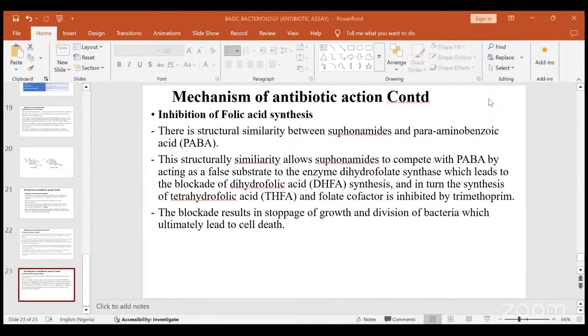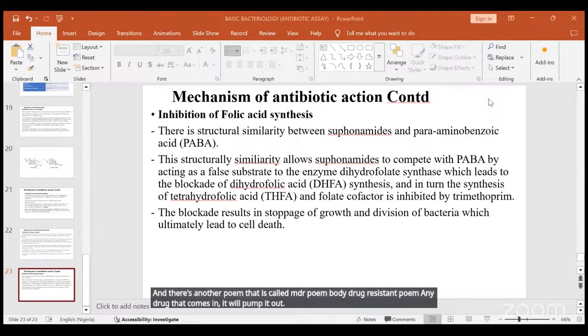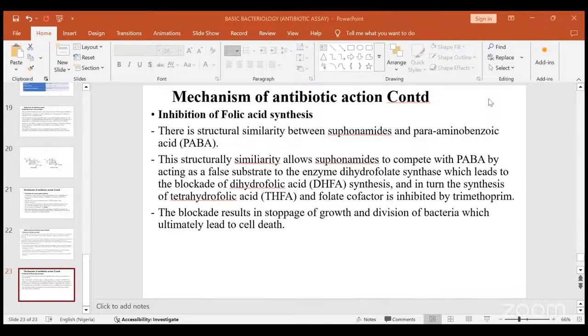There's what we call the TET pump, tetracycline pump. It's pumping out tetracycline, and it's called a narrow resistant pump. And there's another pump that is called the MDR pump, multi-drug resistant pump. Any drug that comes in, it will pump it out. Are you getting it? There are several ways by which a drug is resisted.